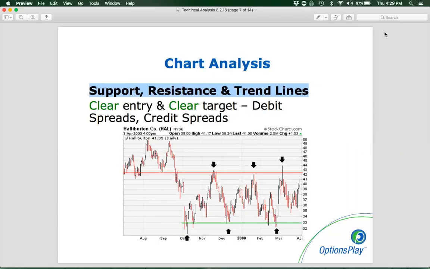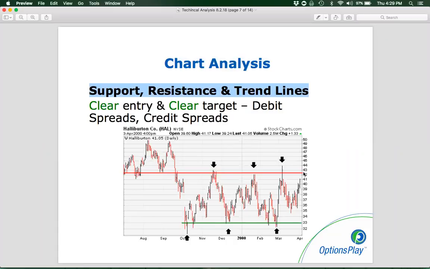Because it should be fairly straightforward even if you haven't used support or resistance. It's really looking at what we consider as, think of it as floors and ceilings. So I have a chart here of Halliburton. As you can see, the green line represents what we call support. The red line represents what we call resistance. It's almost like a floor and ceiling, right?